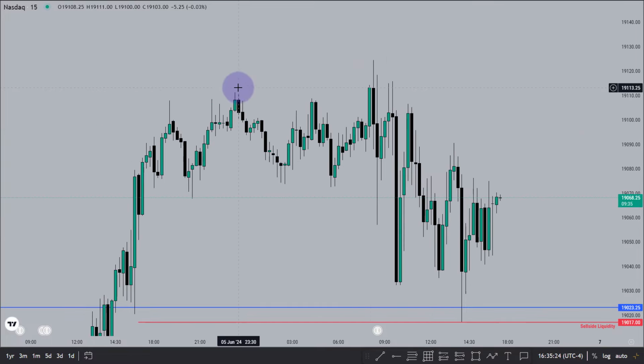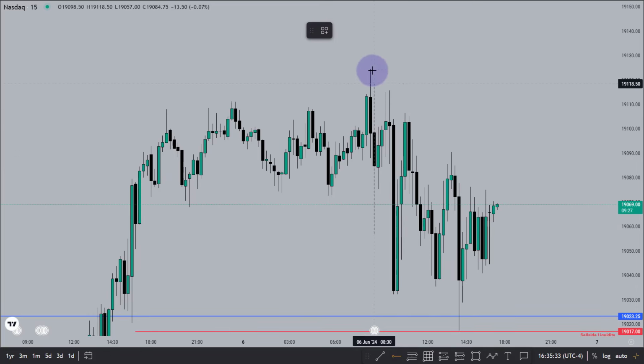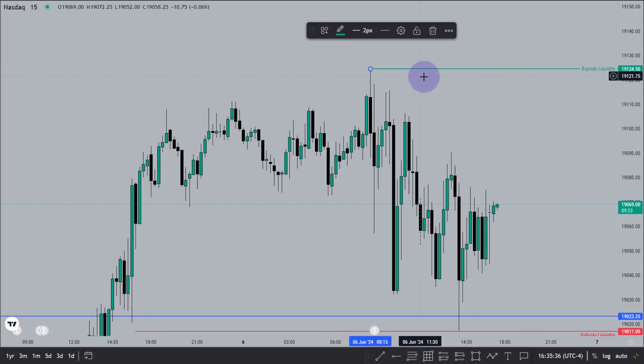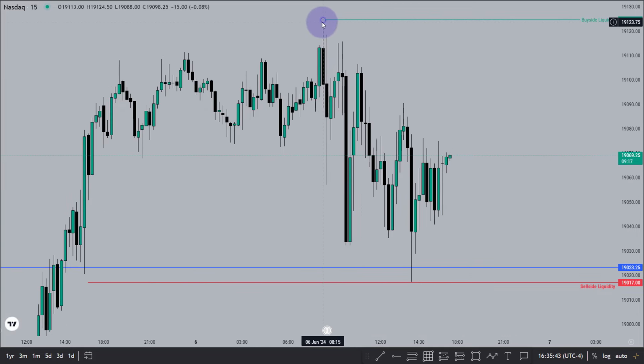Where is your buy side liquidity? See this high and that high. They are now relatively equalized. But brother, this is not a shallow run. Either way, this is your buy side liquidity. The reason is this is the all-time high. If you see the all-time high, that itself is the buy side liquidity. Okay, so the market has the buy side liquidity.